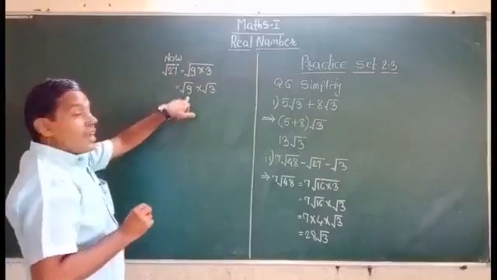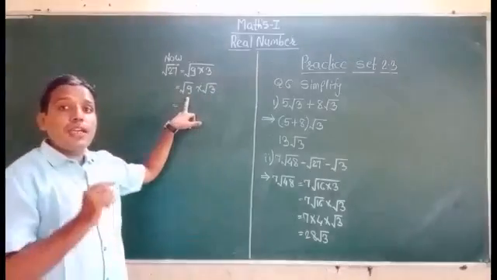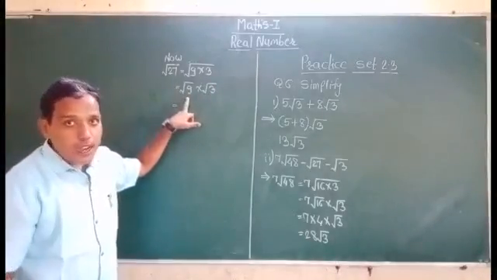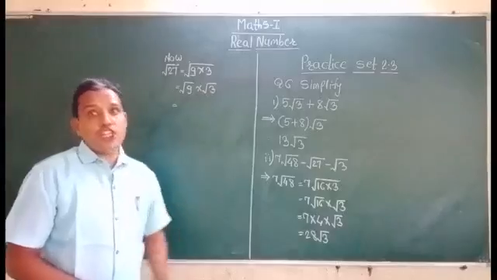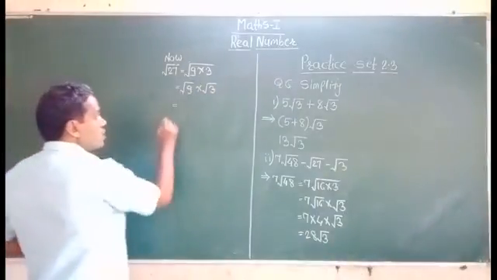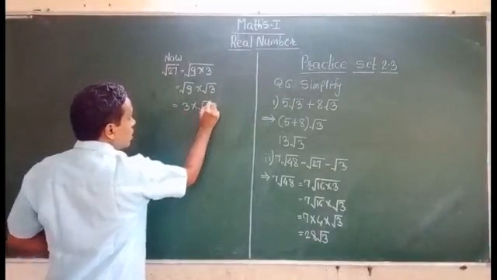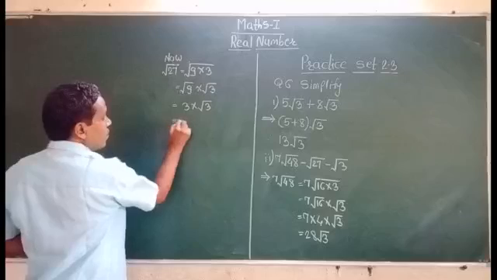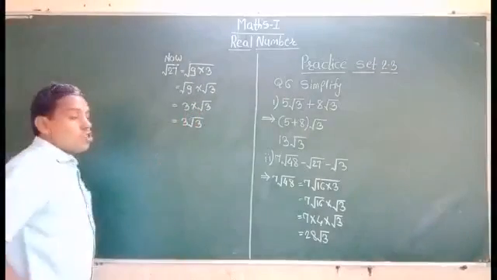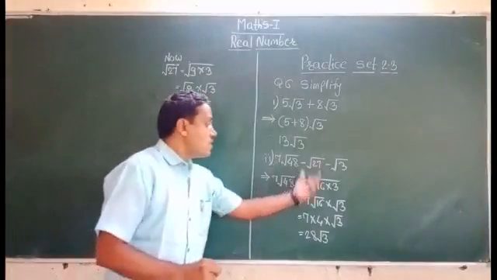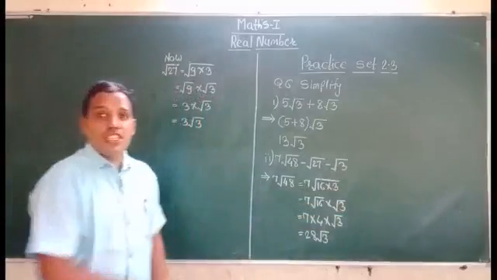So surds 9 is not a surd. Why? Because the square root of 9 is completely 3, which means it is a rational number, and therefore it is not a surd. So we get the answer 3 into surds 3, that is 3 surds 3. So we have simplified the given surd with radicand 3 into its simplest form.